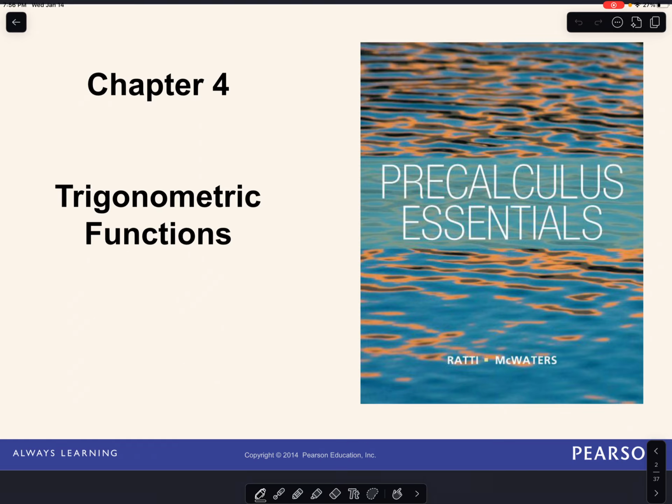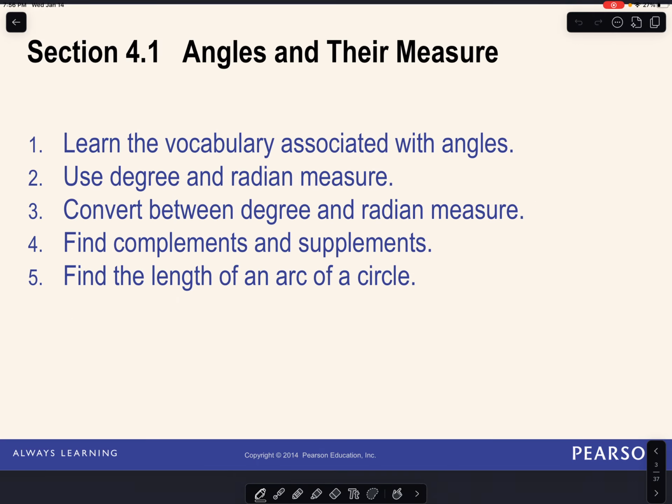We're going to go ahead and get started with chapter 4 on trigonometric functions. We're going to start off with section 4.1, angles and their measure. A few objectives here. 1, learn the vocabulary associated with angles. 2, use degree and radian measure. 3, convert between degree and radian measure. 4, find complements and supplements. 5, find the length of an arc of a circle.